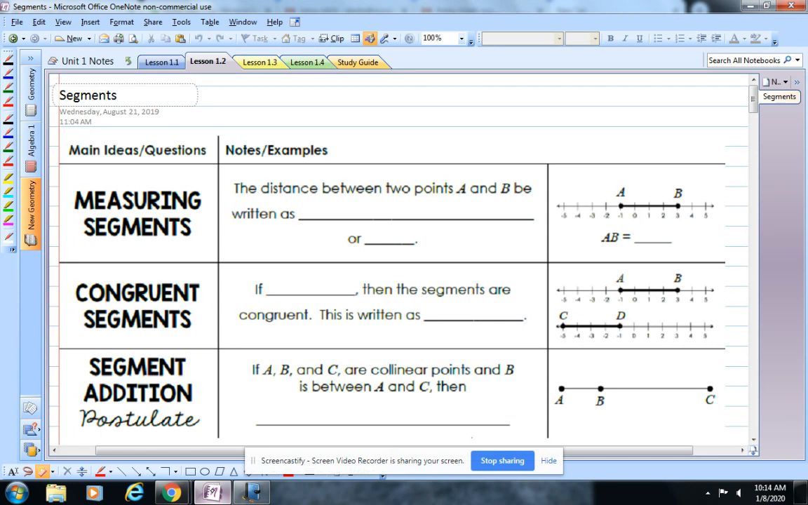So the distance between 2 points A and B can be written two different ways, and this is where our symbol sheet will come in. We can call the distance between 2 points the length of the segment between A and B. It could just be written as two letters together. If you're talking about the length of a segment, it's just the two letters written together.